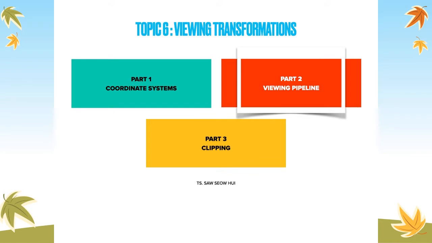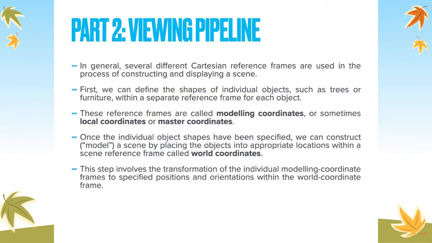As for part 2, we will look at the viewing pipeline. In general, several different Cartesian reference frames are used in the process of constructing and displaying a scene. First, we can define the shapes of the individual objects, such as trees or furniture, within a separate reference frame for each object. This reference frame is what we call modeling coordinates, or sometimes you may see local coordinates or master coordinates.